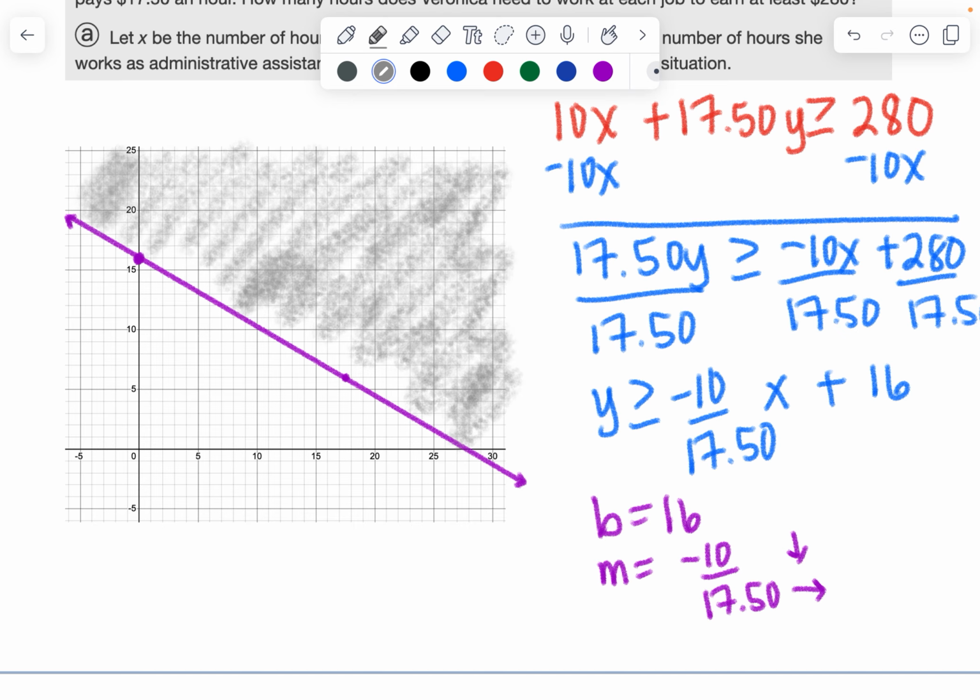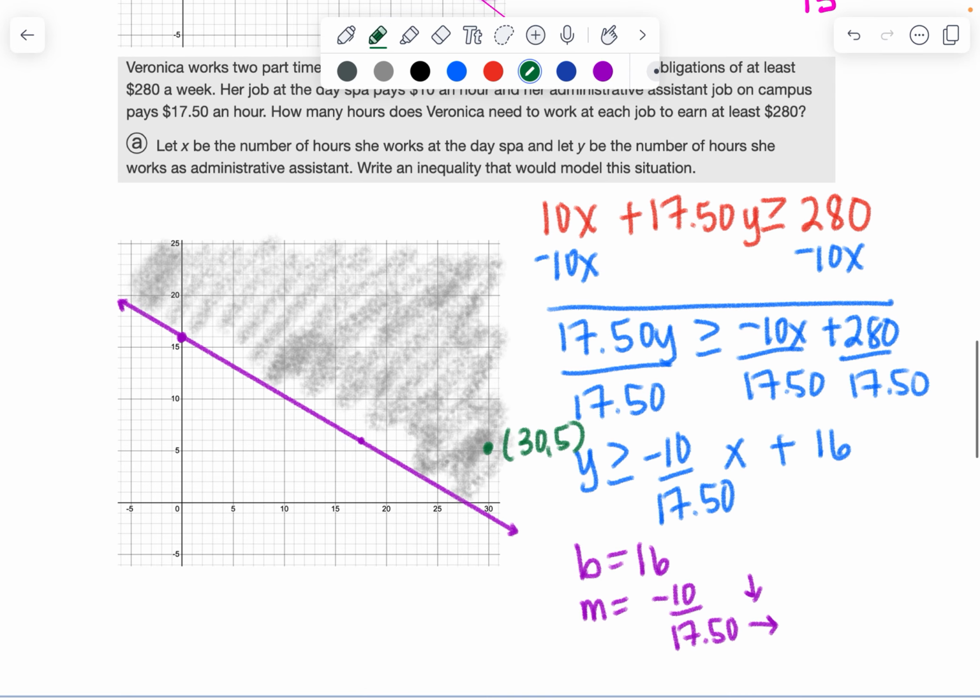So Veronica could pick any point in that shaded region. Let's say this point right there, 30, 5. That would mean she could work 30 hours at the day spa and 5 hours as administrative assistant, and that would get her to her $280 per week.